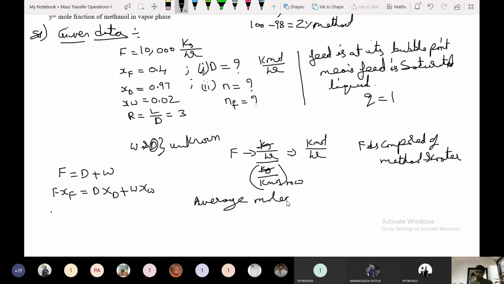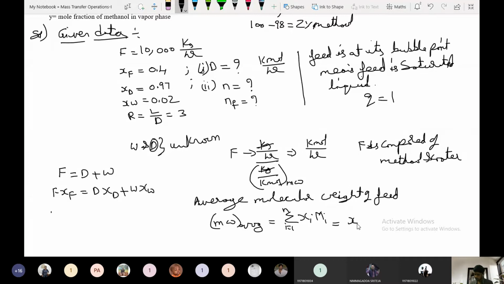Average molecular weight of feed is MW average, equal to, we already know this formula, sigma i equal to 1 to n, xi into mi. So this is the mole fraction of the ith component multiplied by the molecular weight of the ith component. So we can expand in our own terminology.